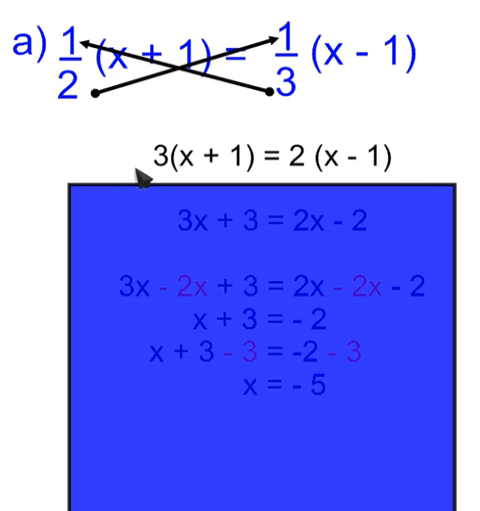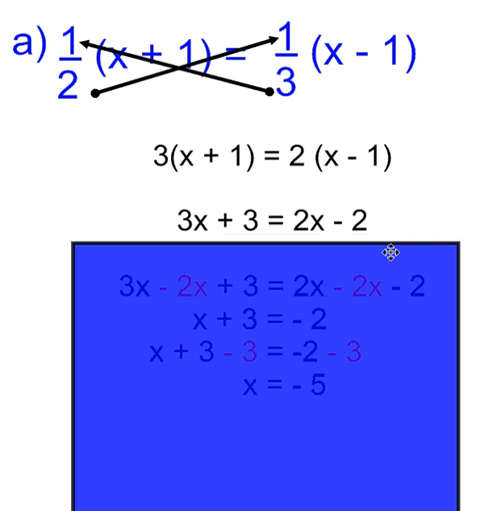We've now created two bracket coefficients. The 3 is a coefficient for this x plus 1 in brackets. The 2 is a coefficient for the x minus 1 in brackets. And so you want to use the distributive property. So what does that look like?